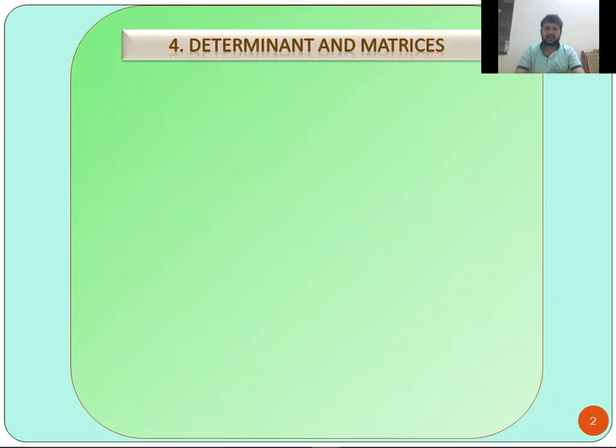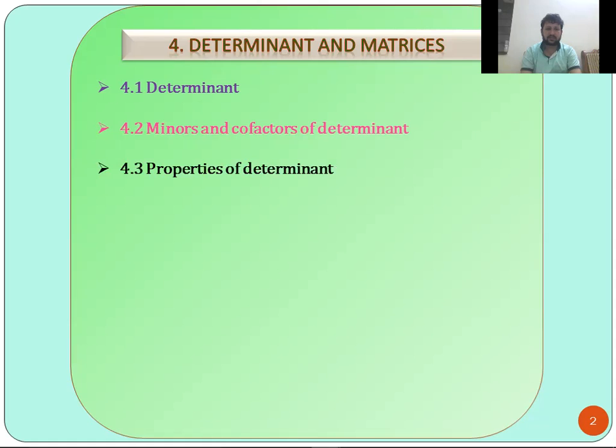Lesson determinant and matrices consist of following concepts. First, determinant with definitions and how to get values of determinant for order 2 or order 3. Next, minors and cofactors of a determinant. Then third concept, properties of determinants. There are 7 properties in this determinant.